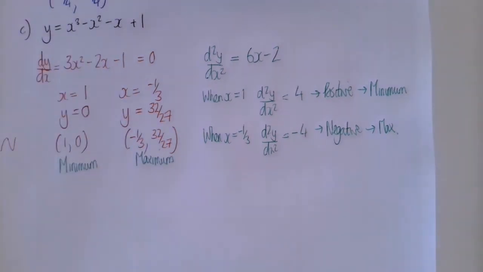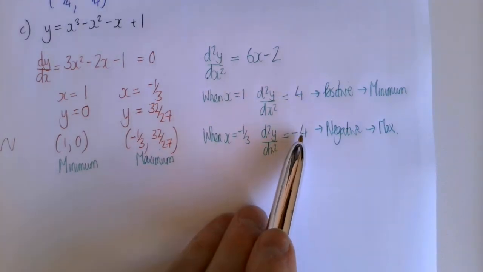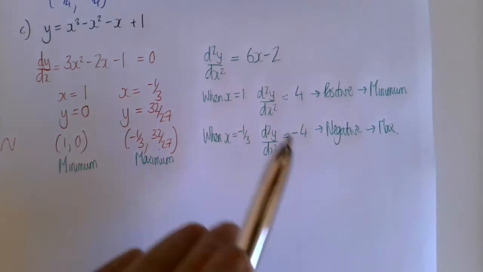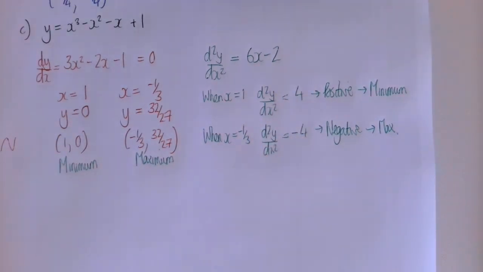And actually, it's a bit like those discriminant questions. We're not worried about the actual value here. All we just need to know is whether it's positive or negative. So, you don't actually have to evaluate that. You just need to work out whether it is positive or negative.